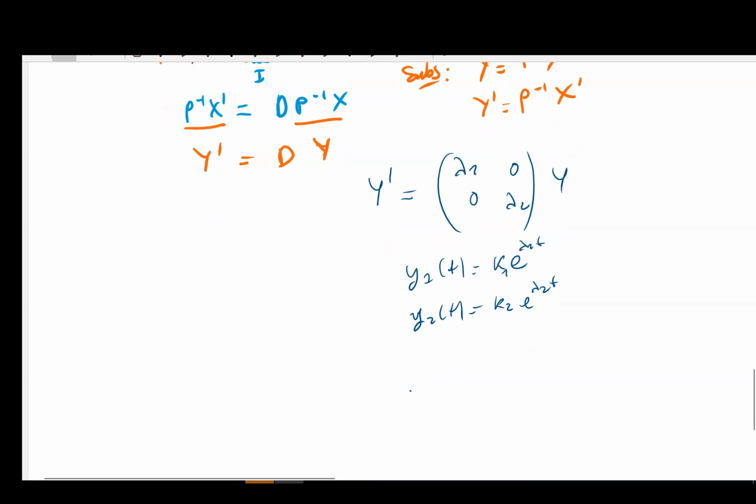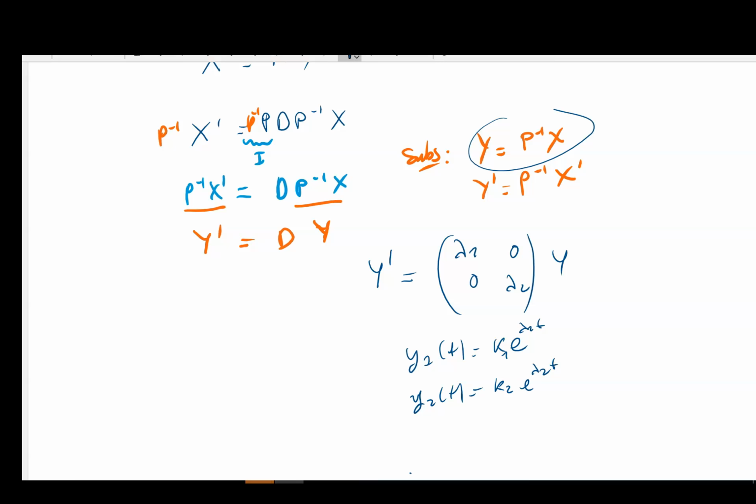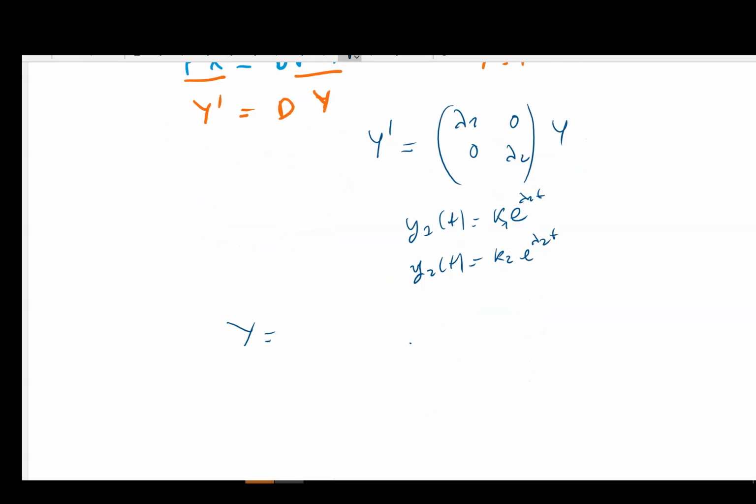All right, but then I need to go back to my original variable. Don't forget, I had this one: Y is equal to P minus 1 times X. So now that I've got Y, how can I find X? Well, just invert this formula. It gives me that X is equal to P times Y, right? So X is just going to be given by my matrix P times this vector K1 e to the lambda 1 t, K2 e to the lambda 2 t. Okay, and that's it, I've got X.